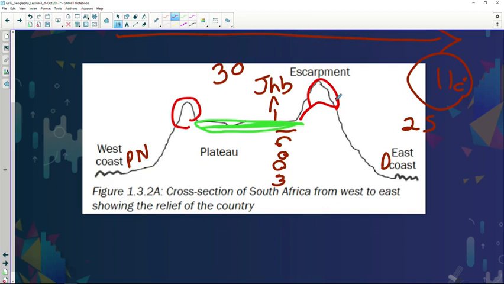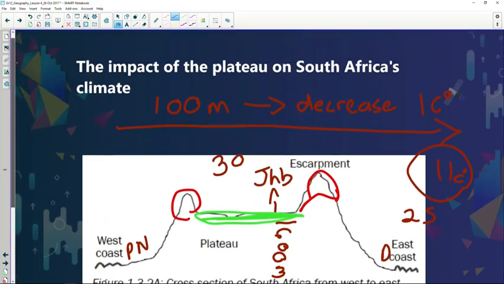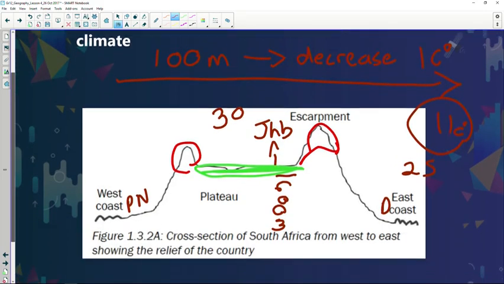Now, my question to you, just before we went on the break, is: when we increase with altitude, the temperature drops with 1 degree Celsius for every 100 meters. But how come places in the interior experience higher temperatures than the coastal areas if we're much higher in altitude?